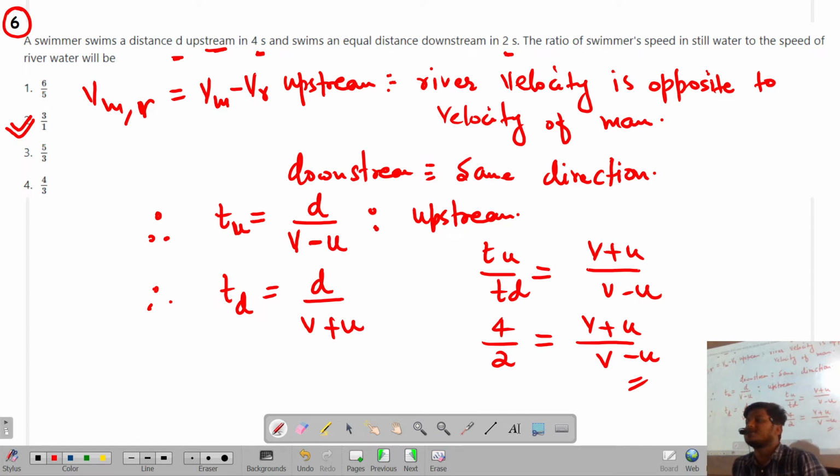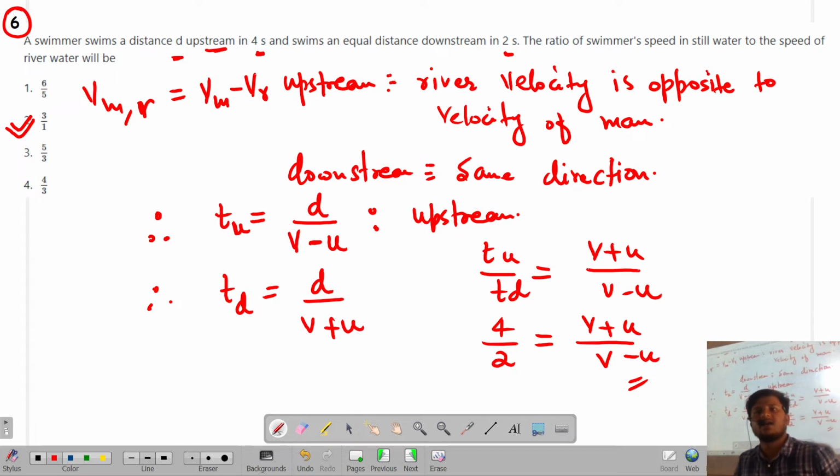Velocity will be subtracted, although the river is moving opposite to the direction of the man. In downstream, since the man and river are both moving in the same direction, the river is helping the man. That is why, in downstream, velocity is getting added. Got it or not? So these are two possible cases.